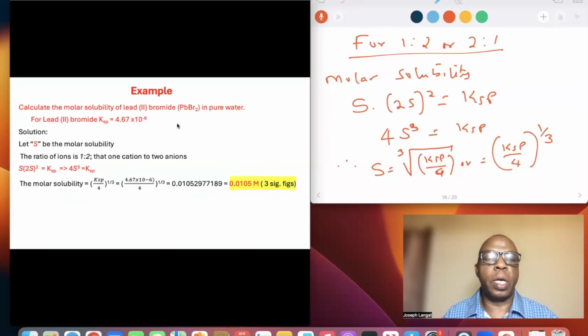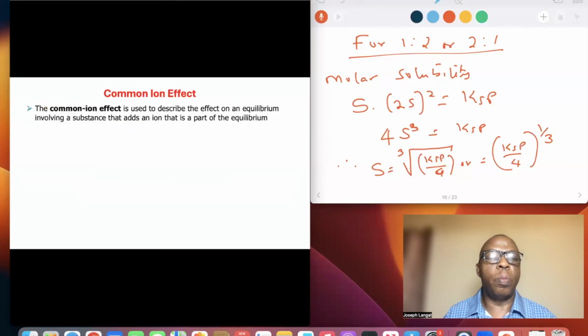If it was just a 1-to-1 ratio, we just take the square root of the Ksp value. Now, with the common ion, there is a decrease in the solubility of sparingly soluble salts such as calcium iodide. It becomes even less soluble in H2O when you have a common ion in the solution.